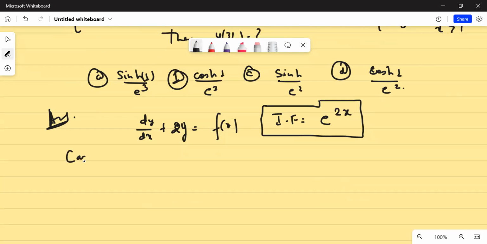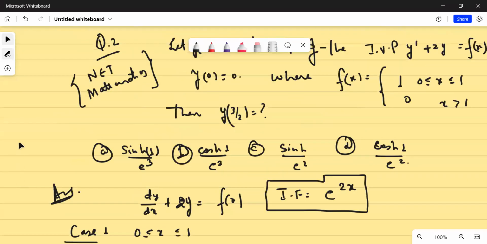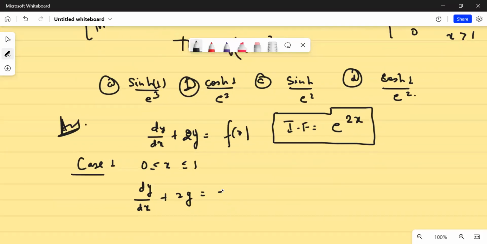Case number 1 would be if your x lies between 0 and 1. So if your x lies between 0 and 1, your dy by dx plus 2y would be equal to what? It will be equal to 1. And this implies that the integrating factor is e to the power 2x. So I'll write y into e to the power 2x equals the integration of e to the power 2x dx.